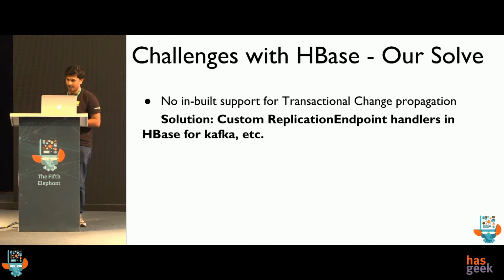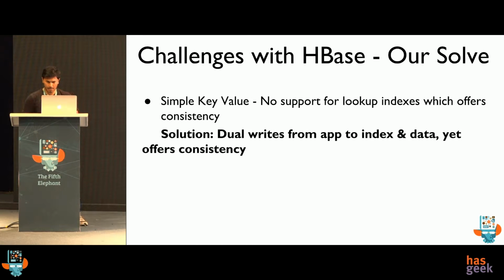The second challenge we had was that there wasn't really inbuilt support for change propagation in HBase. Largely this was extensible from HBase 1.2.4 by adding a custom replication handler. The last customization we did was related to index support. HBase is a simple key-value store. We realized that our index requirements were very simple, so we could pull it off with dual writes and reads, and yet have a trick in making sure we have strong consistency. Read-your-own-writes consistency, if I may. I'll get into that in more detail.